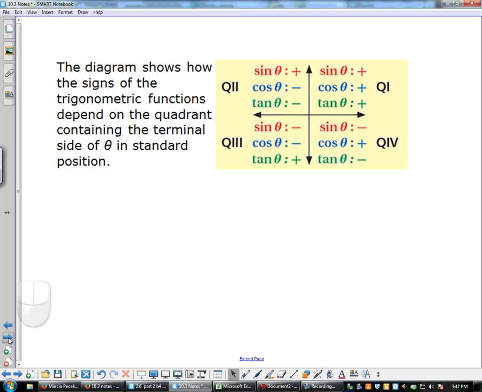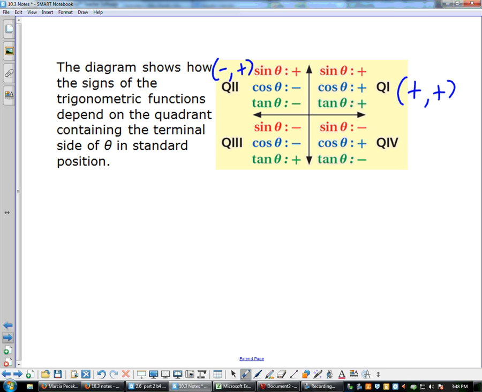Okay, so the diagram shows how the signs of the trig functions depend on the quadrant containing the terminal side of theta in standard position. So you know that everything is positive in quadrant 1, sine is positive, cosine positive, tangent's positive, because the ordered pair here in quadrant 1 is positive, positive. In quadrant 2, you know that the ordered pairs are negative for the x and positive for the y. So that means that the cosine, which is your x coordinate, is going to be negative, sine is your y coordinate, so that's going to be positive, and tangent is going to be negative.